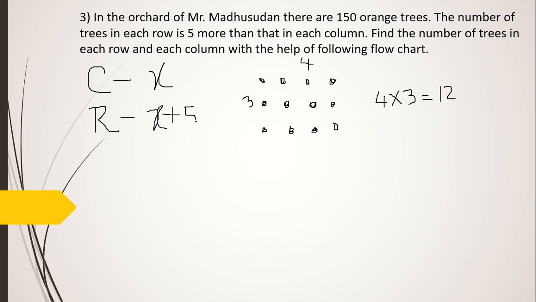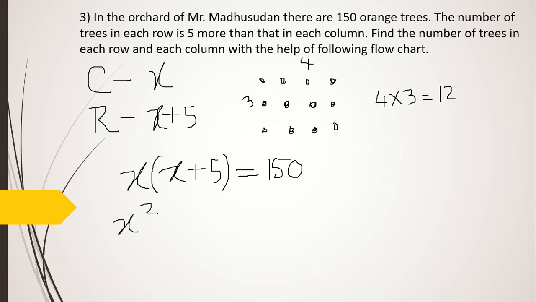So we got what number of trees are there in row and column. So total how many trees will be there? x into x plus 5. We have to multiply these two. Like how we multiplied here, 4 into 3 is equal to 12. So like that only here we have to multiply x into x plus 5. So find the number of trees in each row and each column. So basically we have to find this x and x plus 5. Now total there are 150 orange trees. So x into x plus 5 is equal to 150. Simple. Simple logic this is. Now just multiply that x inside.